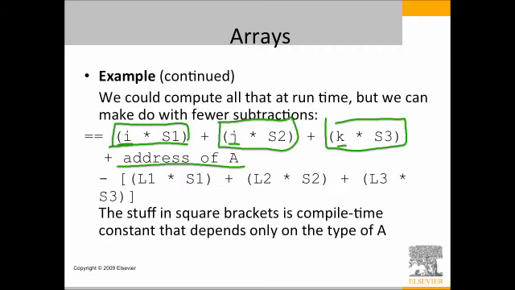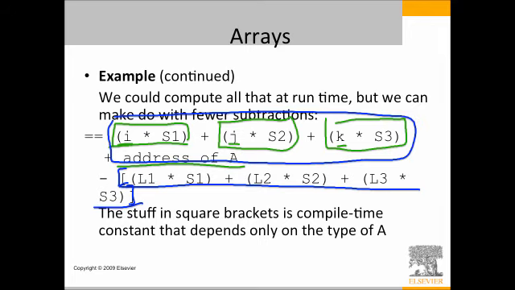Okay, and then we have to subtract off these lower bounds, and that's what that computation is. And the compiler, by being smart, can perform this computation at compile time, because those are all constants it knows at compile time. Whereas this right here is going to be computations it has to do at runtime.